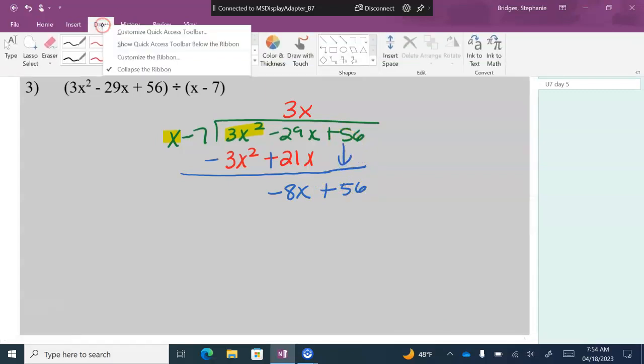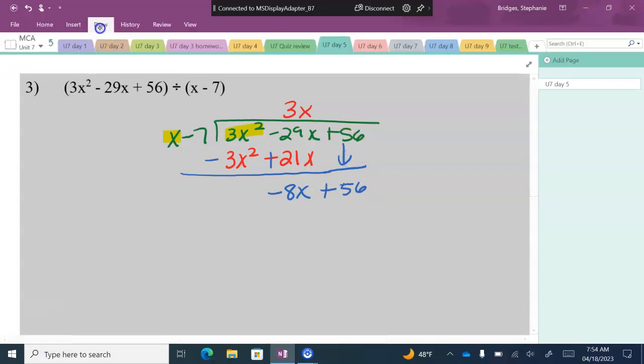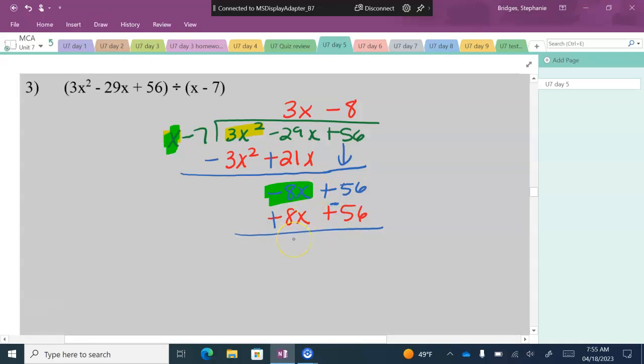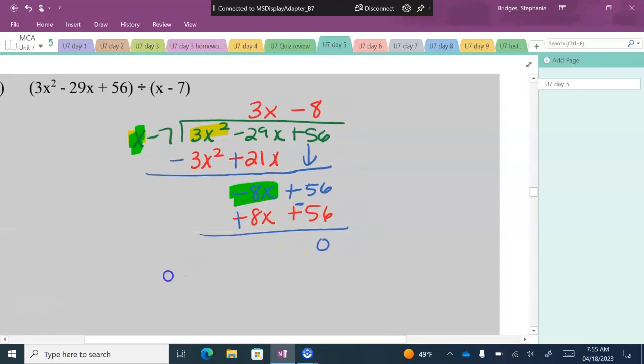And then, again, starting with the first terms only, what do I multiply x by to turn it into negative 8x? A negative 8, so I got to put a minus 8 at the top. And when we multiply, negative 8 times x gives me negative 8x. Negative 8 times negative 7 is a positive 56. And then we are going to draw our lines and change both of our signs. The 8x's cancel. The 56's also cancel. So my remainder is going to be 0.